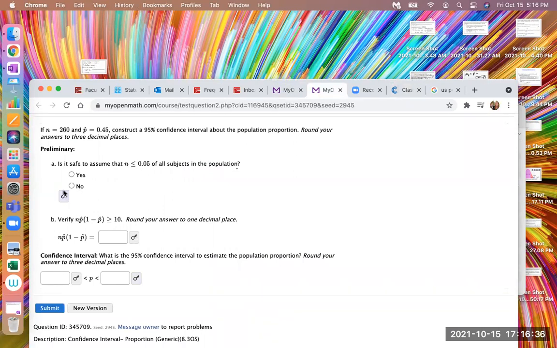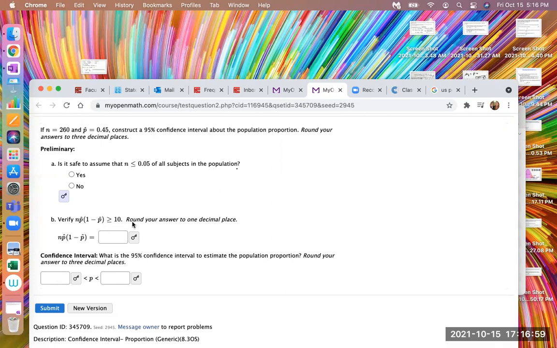Unless they give you the large N, and if they do, then you could actually calculate it and double check it. But if they don't give you a large N, we just wave it and say yes, that requirement's met.